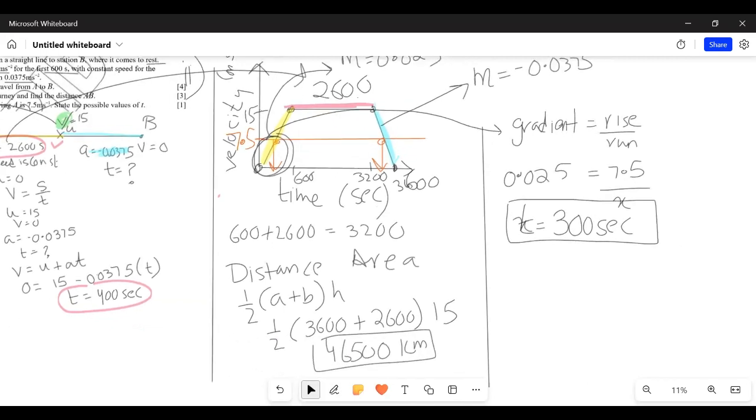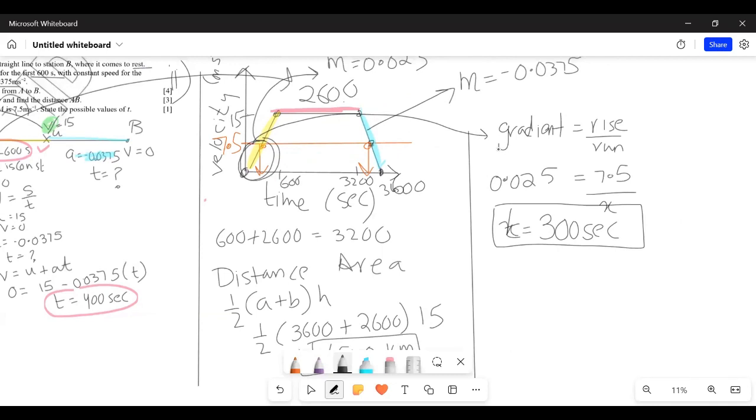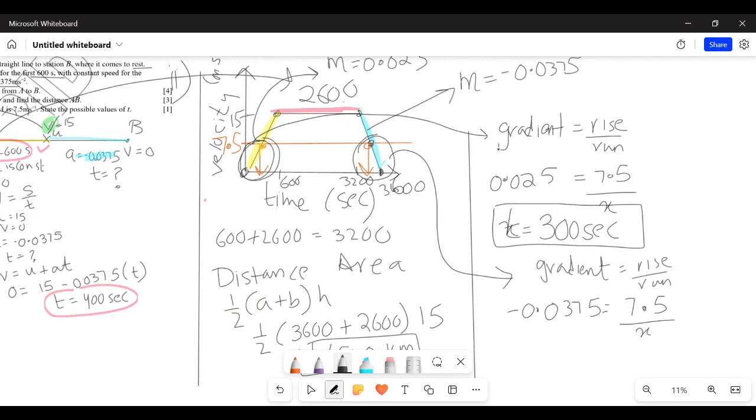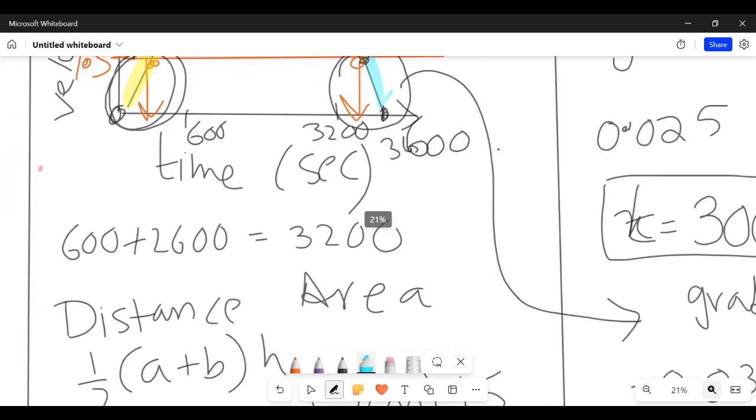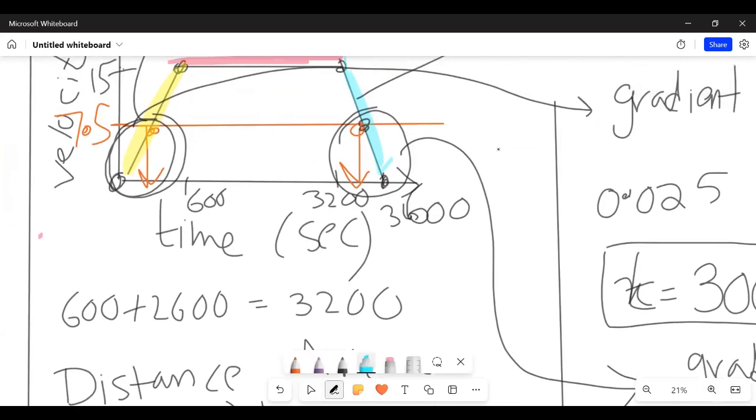But again, it becomes 7.5 at this stage. So consider this chunk now. Again, gradient is going to stay the same, which is negative 0.0375. Gradient is still rise over run. So gradient is negative 0.0375 equals rise is 7.5. Run is x. We don't know what the run is in this part, from here to here. We're going to find this run and subtract that from 3600. That will give us the second value of time.